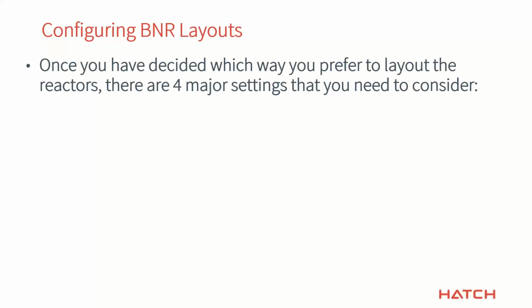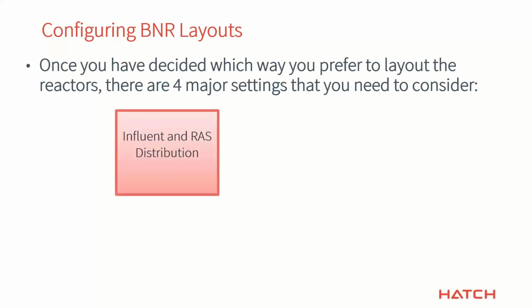Okay, so now you've decided which way you're going to do this, and you understand what you want. You've decided I'm going to lay out this A2O process, and I'm going to do it with 3 zones. Now there are 4 major settings that you need to consider when you're putting together your drawing board from scratch. The first is, how does the flow get into the reactor? Your distribution of the influent flow and the recycled activated sludge, the RAS flow that comes into the system. There's a bunch of settings for that.